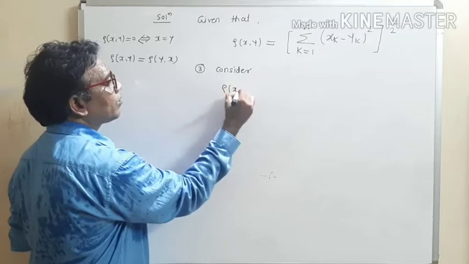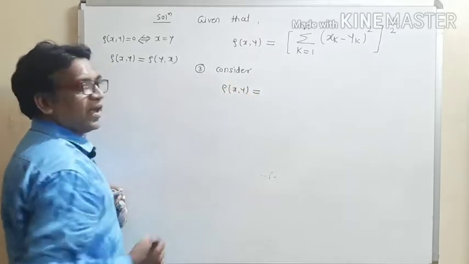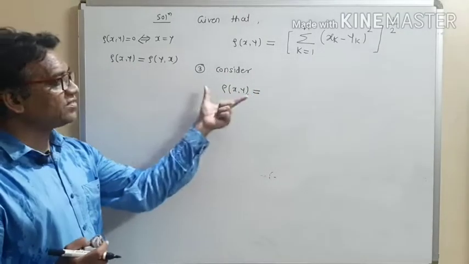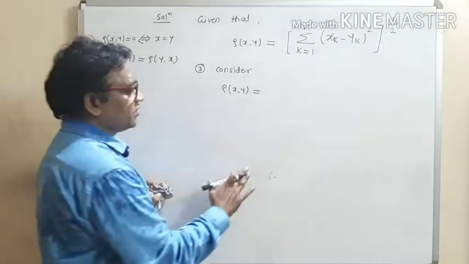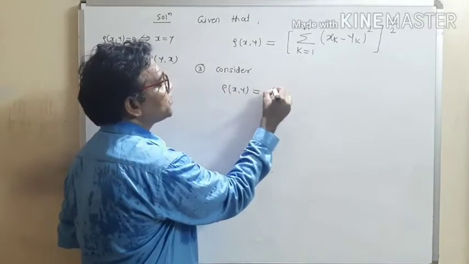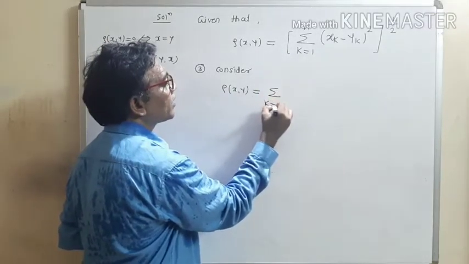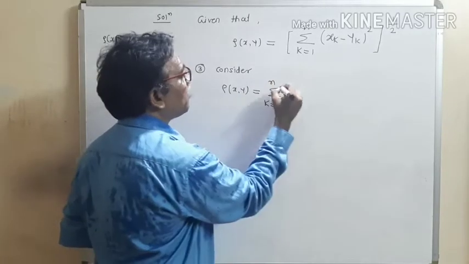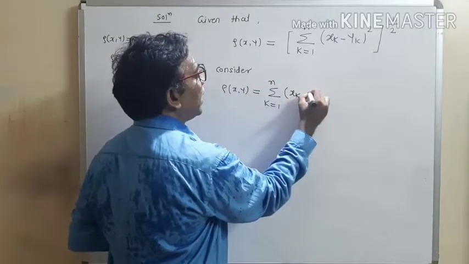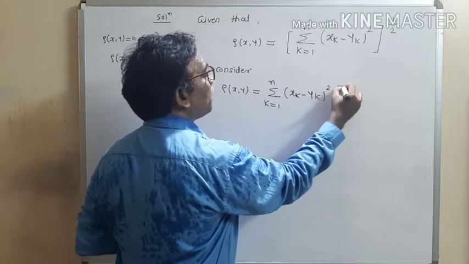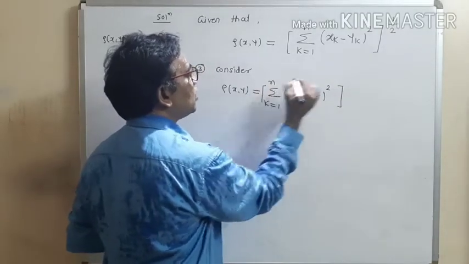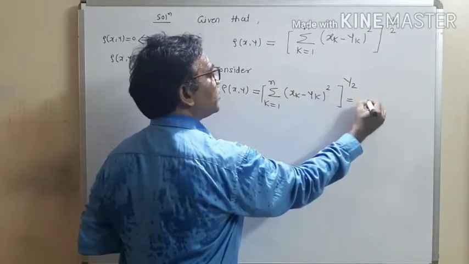Consider rho xy. This is our left hand side, rho xy. So this is equal to, just put this value, summation k varies from 1 to n, (xk minus yk) whole square, and this total raised to 1/2.